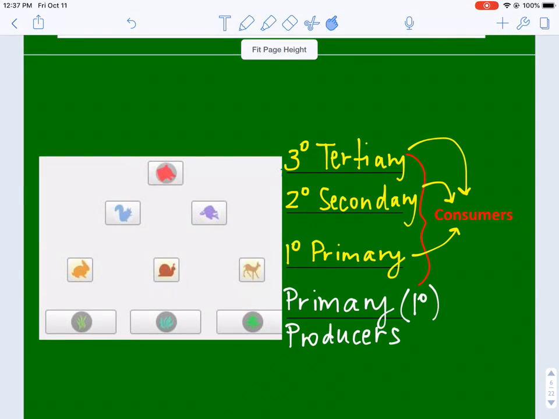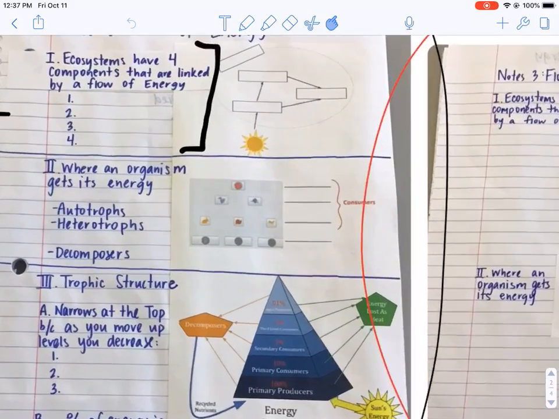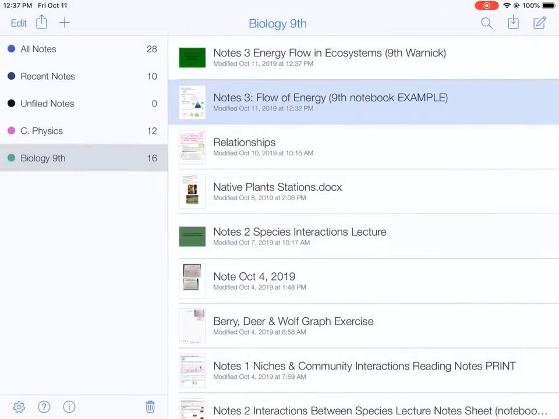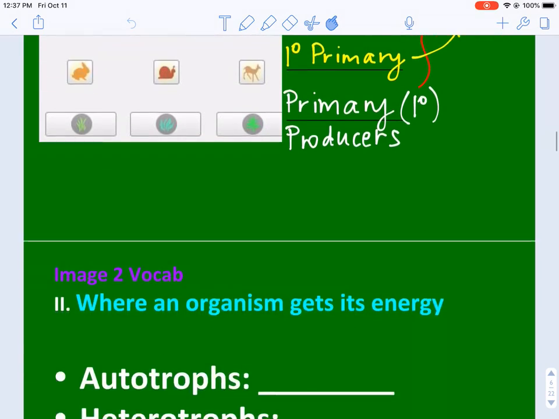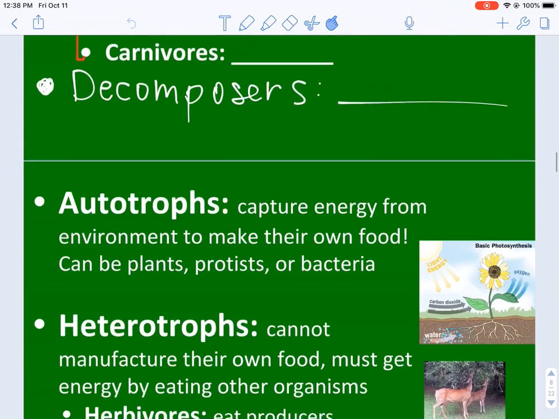So off to the left, the description or the area that you have in your notes that goes with this image, where an organism gets its energy. We're going to talk about autotrophs, heterotrophs, and decomposers. These all get their energy in different ways. So take a second to, especially if you're working in a small space, make sure each of these gets their own line, and make sure that it's clear and organized. Pause the video if you need to.